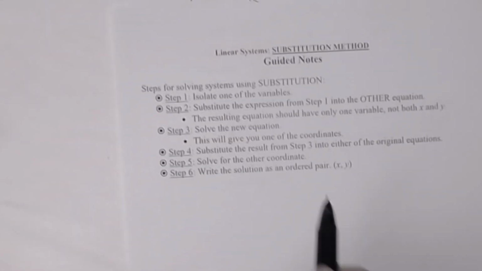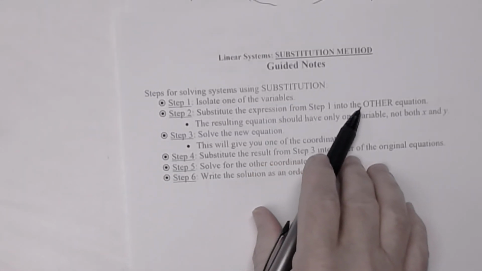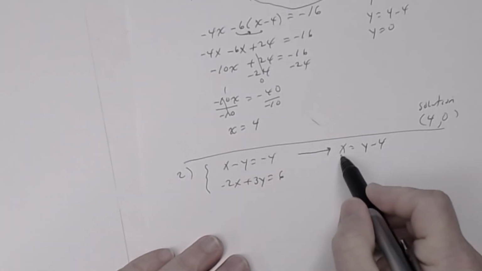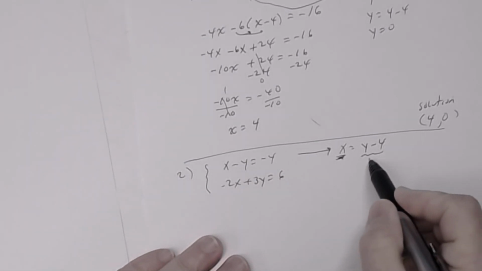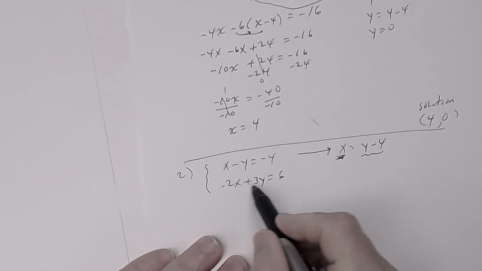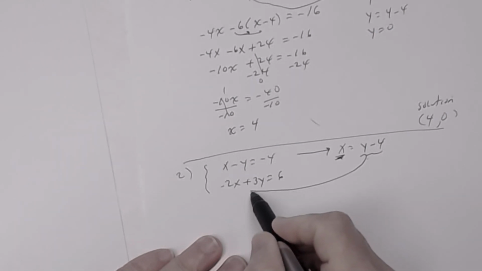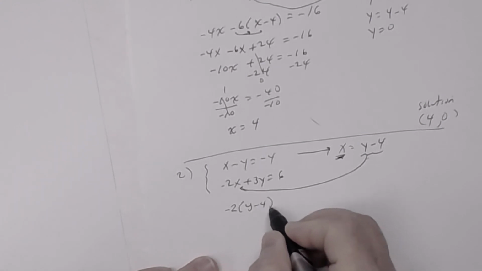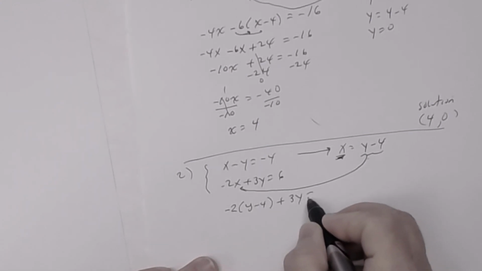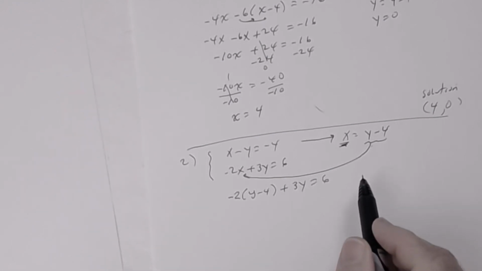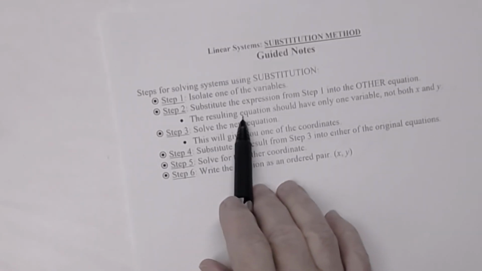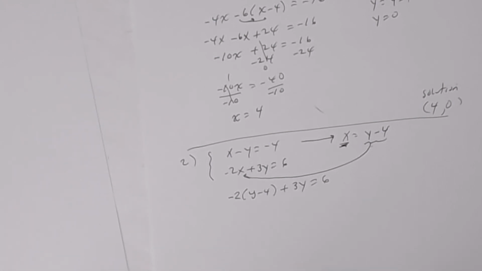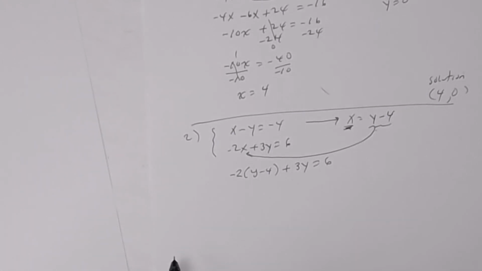Step 2, remember, says I take what I just found and substitute into the other equation. So my other equation now becomes this one. In place of x, I'm going to substitute y minus 4. So here's my x right here. So I get -2 times y minus 4, plus 3y equals 6. That little statement says the resulting equation should only have one variable, and it does. The only variable you see is y, on both sides.